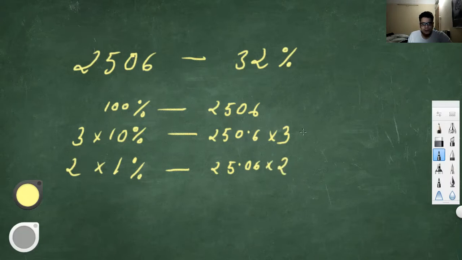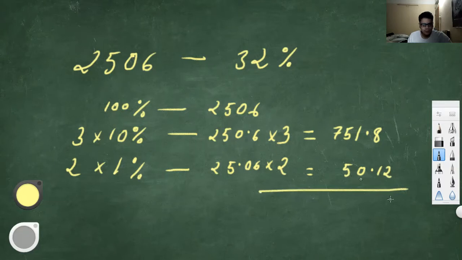So this is going to be equal to 751.8, and 25.06 into 2 is nothing but 50.12, right? Very simple. So now just simply add them. If we add them, how much are we going to get? We're going to get 801.92. So this is our answer.